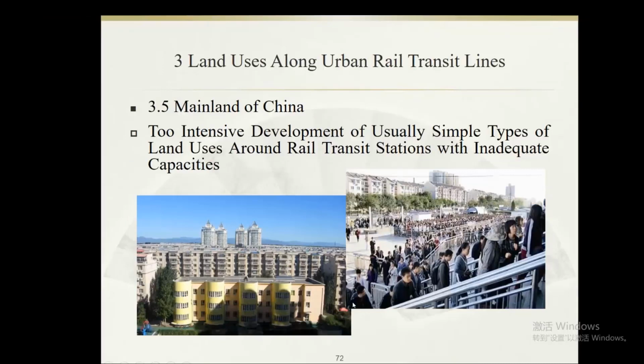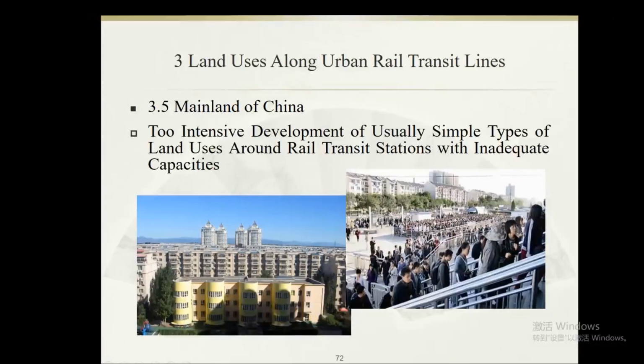Okay, let's check the case in Beijing. You see, this is the case in Beijing. Here is a metro station. It is morning peak hour. People are waiting outside this station to get into the station, to go out of this community to work.